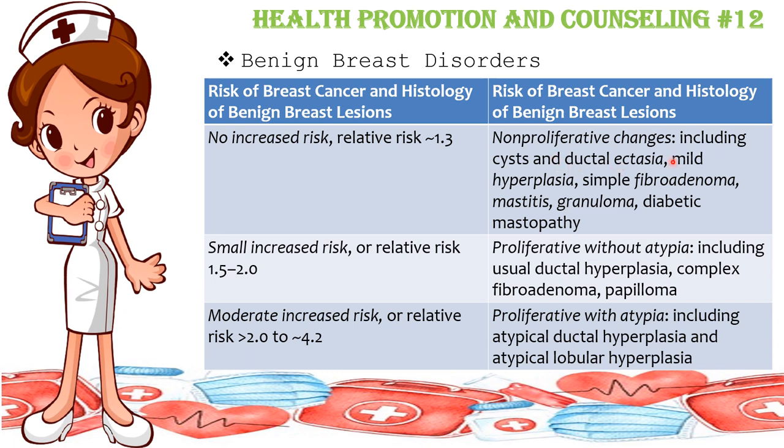Okay, there is no increased risk or relative risk of 1.3 yung may mga non-proliferative changes including cyst and ductal ectasia, mild hyperplasia or simple fibroadenoma, mastitis, granuloma, diabetic mastopathy. So, small increased risk or relative risk 1.1 to 2, those who are proliferative without atypia, including usual ductal hyperplasia, complex fibroadenoma, and papilloma. For moderate increased risk or relative risk, greater than 2.2 to 4.2, okay, there is for those who are proliferative with atypia, including atypical ductal hyperplasia and atypical lobular hyperplasia.